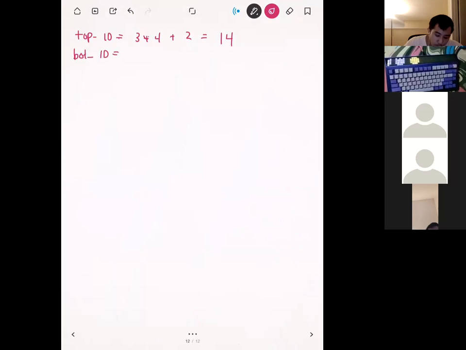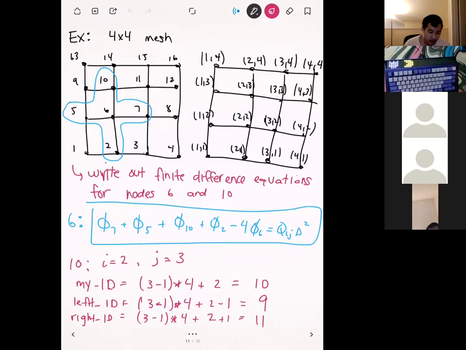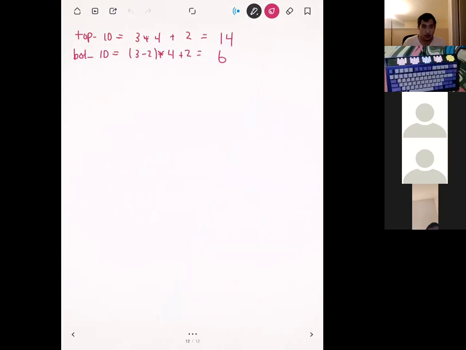Then we can compute the bottom ID. So for bottom ID, we're going to do 3 minus 2 because our j coordinate is 3, and we're going to subtract 2 times 4 plus 2. And this gives us 6. And so we look back at our diagram, and we indeed see node number 6 is the bottom neighbor for node 10.